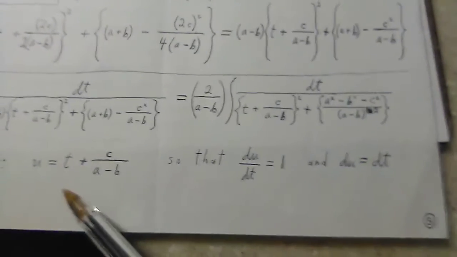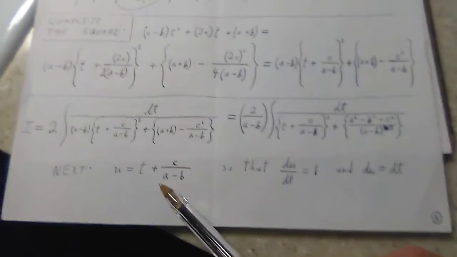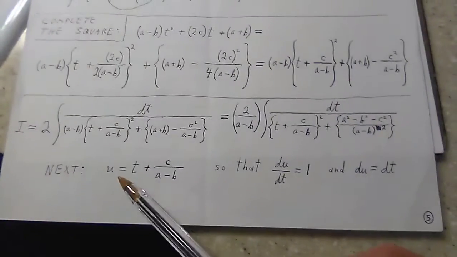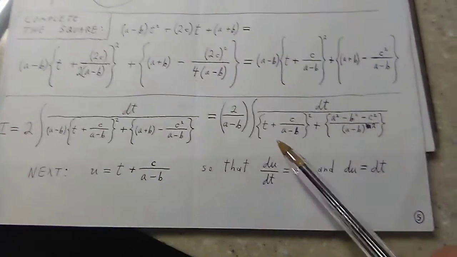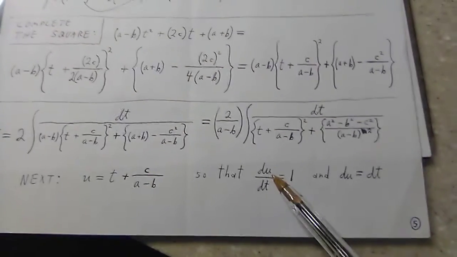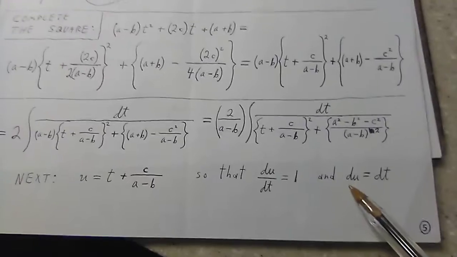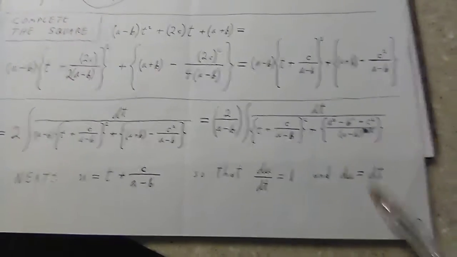And our next step is to do a u substitution. So on the next page, we're going to substitute in u for t plus c over a minus b, which is what we have here. And of course, this just gives us a simple du equal to dt.